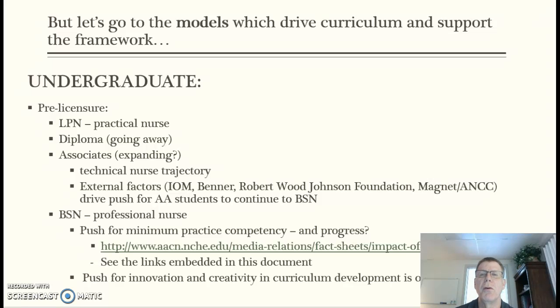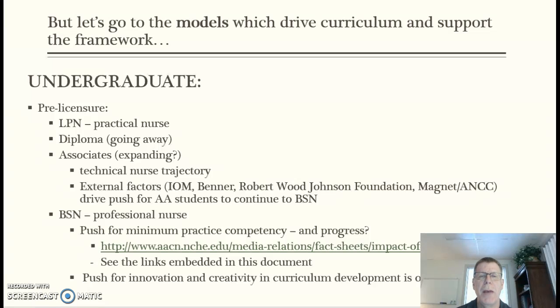On the undergraduate level, there are models, of course, that drive all different levels of education, from LPN on up. They are still professionally licensed, obviously diploma-based programs, associate's level programs. You already examined a little bit of that last week when we were talking about the BSN and minimum practice competency. Does it make sense? Why would that be? We know there's a push for it. Does it seem reasonable when we consider the differences between these programs? So think about the curricular layout.